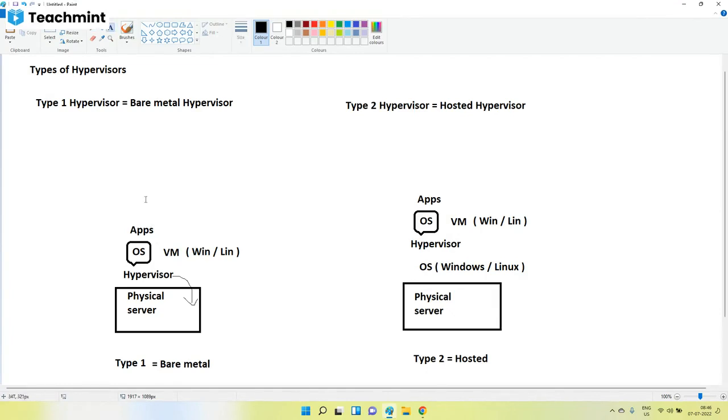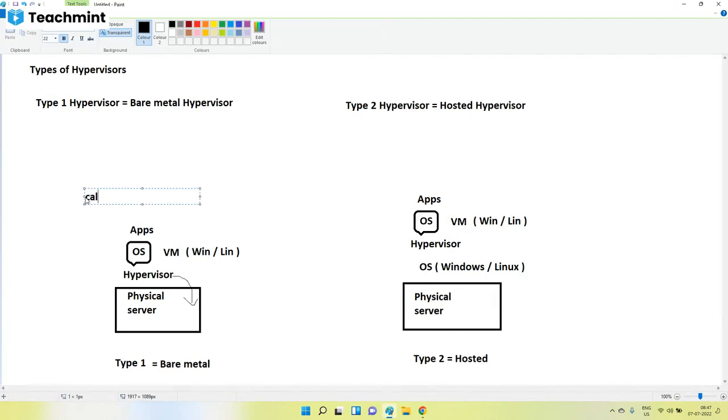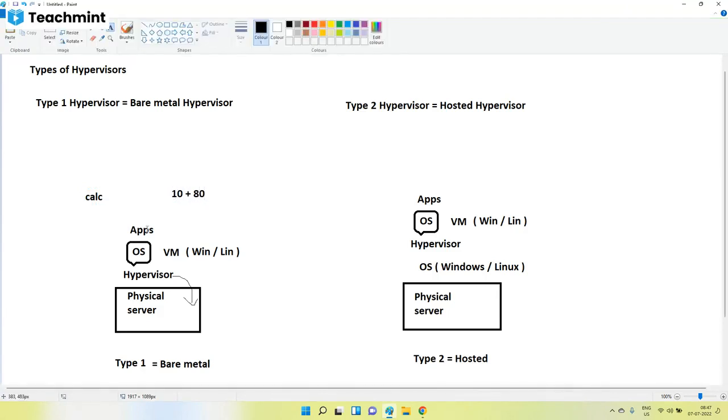Let's say your calculator application is running, for a simple example. You are trying to execute a calculation from this application. When you send this instruction via this application, it has to be executed on the physical resources. The physical CPU is available here on the physical server. That means it has to cross this operating system layer, and it has to cross this hypervisor layer.